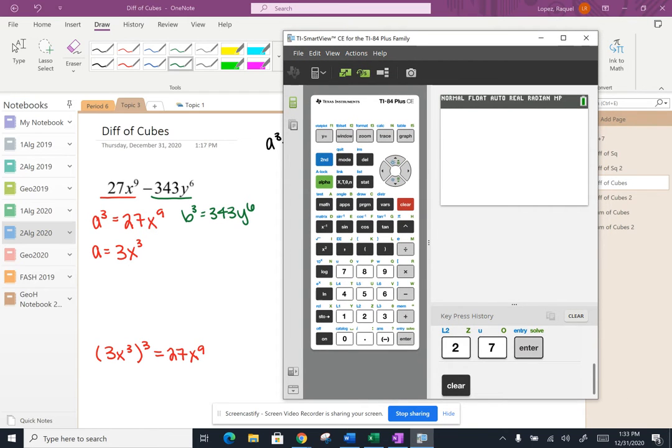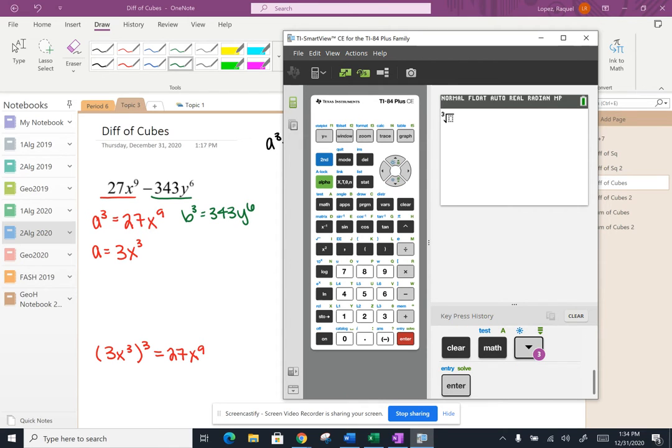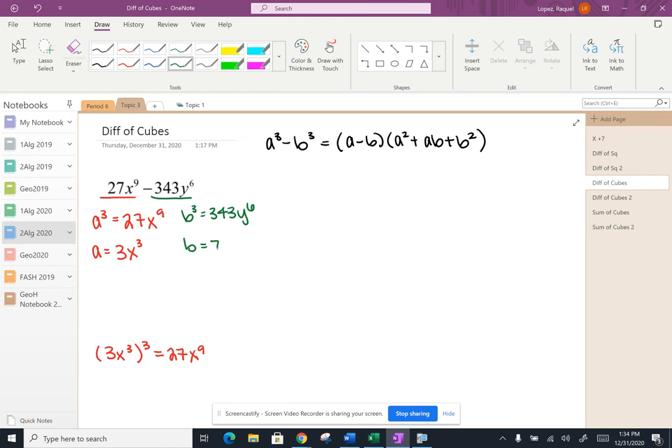So we're going to press the math button, and then we're going to scroll down to the fourth option, because the fourth option has that 3 right there and the radical sign. That means we're going to take the cube root. The next thing I want to do is plug in the number 343, hit enter, and the answer is 7. So the cube root of 343 is going to be 7. And then to figure out the cube root of y to the sixth, well, y to what power cubed will give me y to the sixth? The answer to that is y squared.